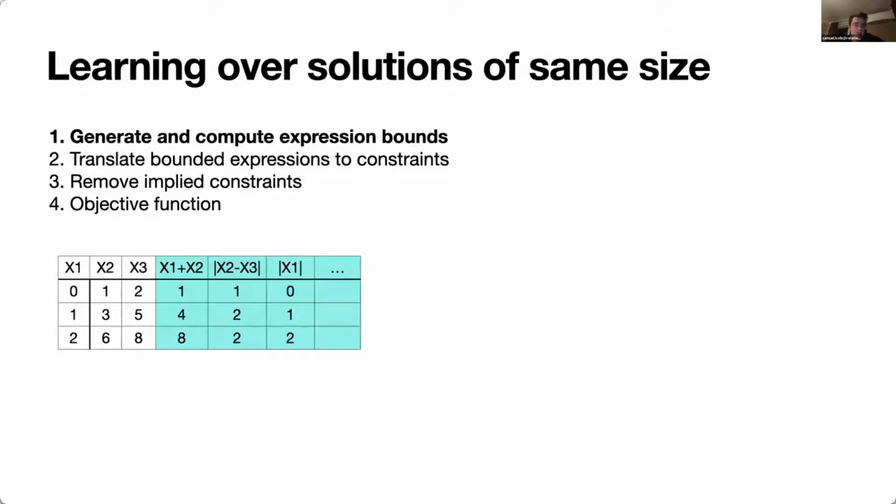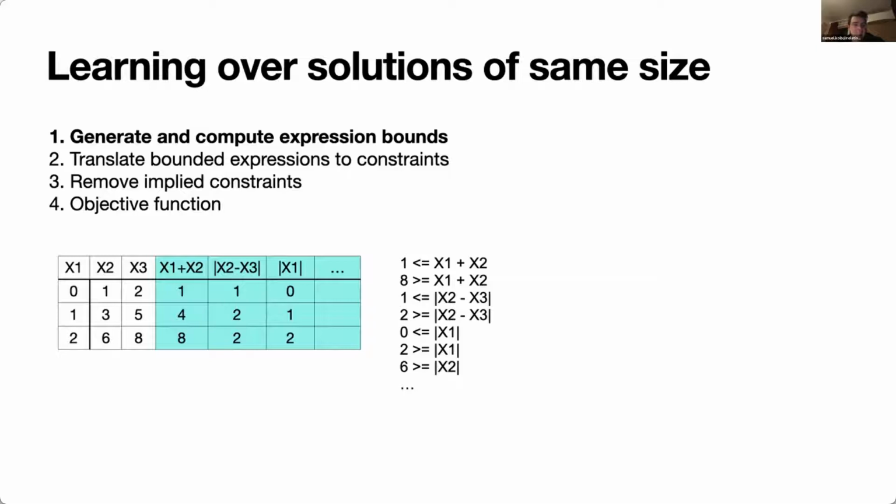So if we have these, every row here is an example, and every column is a decision variable. Basically what we do is we generate all expressions, and we're taking really like a brute force approach here. We take all possible expressions over all unary variables and all pairs and compute their value. So for each example, what's the value of that expression? And then we just aggregate over the columns to find the minimum and maximum value for that expression. So here, for example, x1 plus x2 is between 1 and 8.